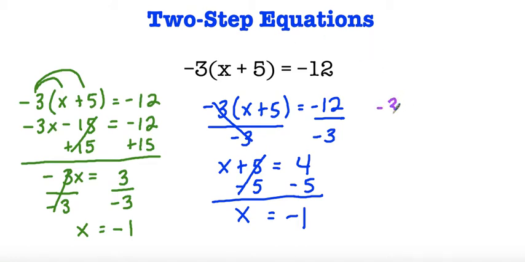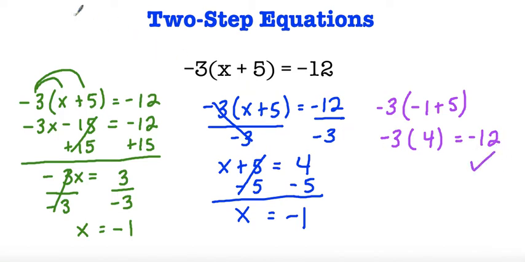If we wanted to go back and check our work, all we would have to do is substitute. So -3 times (-1 plus 5). That's -3 times 4, which is -12. So that is correct.